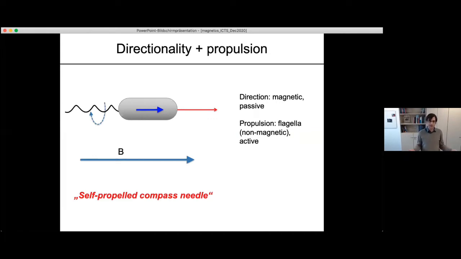Okay, but from the physics point of view, these bacteria, as I just said, align passively with a magnetic field. They don't move because of the magnetic field, but they move because they have flagella. So they have a flagellum or two or several that they rotate, and this propels them forward. So you have a non-magnetic propulsion mechanism that is active and depends on their availability of energy. But you have an alignment or orientation of these cells that is passive and just depends on the interaction with an external field. So if you kill the bacteria, for example, they will still align with a magnetic field, but they will not move in that direction anymore. So you can think of them really as self-propelled compass needles. That's the picture I want you to have in mind.